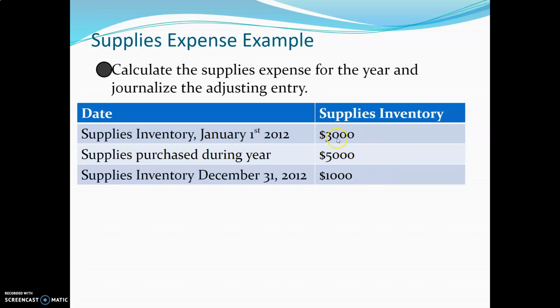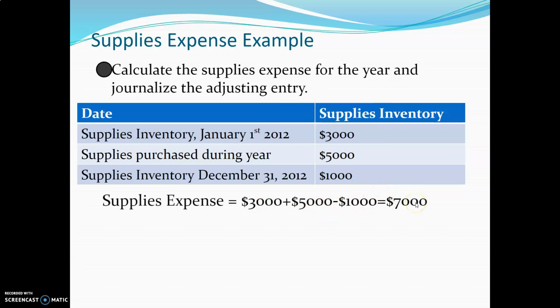Well, we had $3,000, we added $5,000, so at the peak this supplies account was at $8,000, but at the end of the year it's only got $1,000 left. So how much was used? 3,000 plus 5,000 minus 1,000 is $7,000, which gets expensed. So what's our adjusting entry going to be?